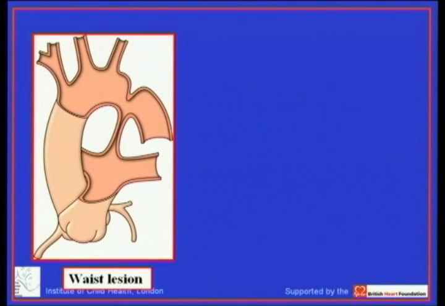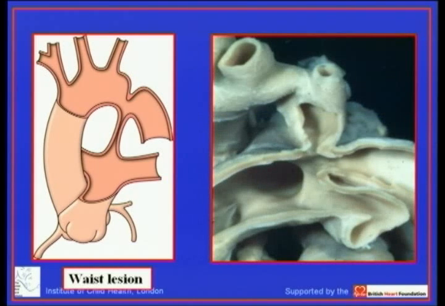So here is what we mean by the waist lesion. And here is a nice example of a waist lesion, and you see that the walls are marginally thickened at the union of the isthmus with the arterial duct, but only marginally thickened. And the major problem is that the union between isthmus and duct has been pinched in on either side, so we have the obvious formation of a waist. And as you see, that typically is found when the arch itself is patent.